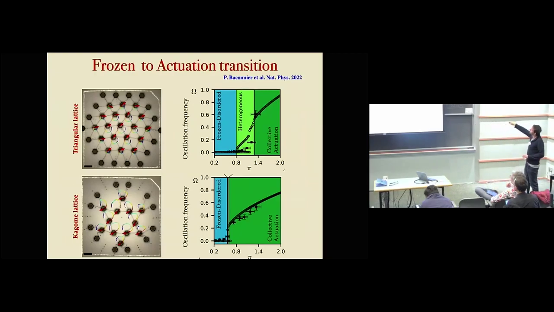We can see here the data with the error bar are from experiment, the other ones are from full numerical simulation. What we'll see is that in this transition, we have a frozen disorder for a small value of P, a collective actuation of self-sustaining oscillation for a large value of P, and there is some heterogeneous region in between where some kind of chaotic or disordered dynamics takes place. But what is really interesting is that this transition changes a lot depending on the geometry of the system. This is for a triangular lattice, this is for a Kagome system.